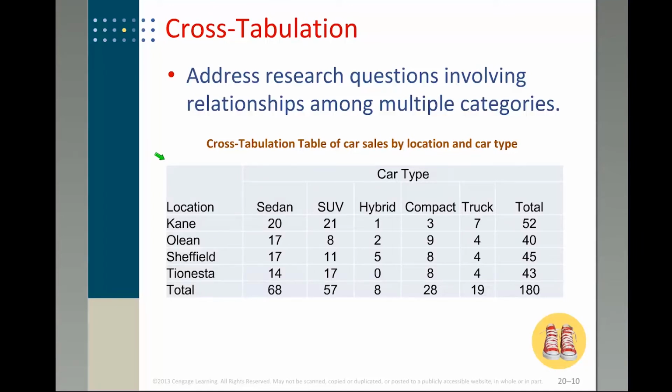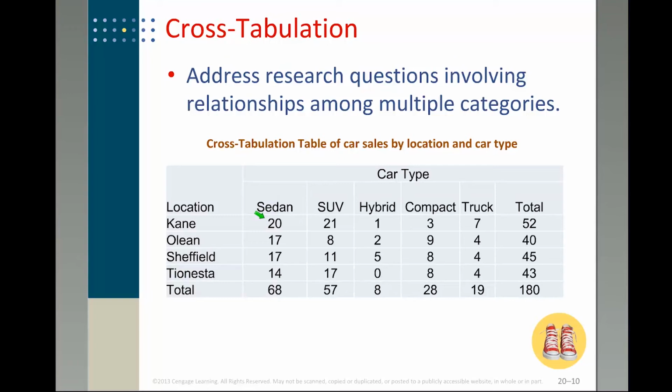If we want to know the location and also the type of cars sold in each location, then we could create a cross-tabulation table. And here, as before, we list the 4 locations, then we further separate the cars according to their types, and we count the number of cars that fall in each type in each location.